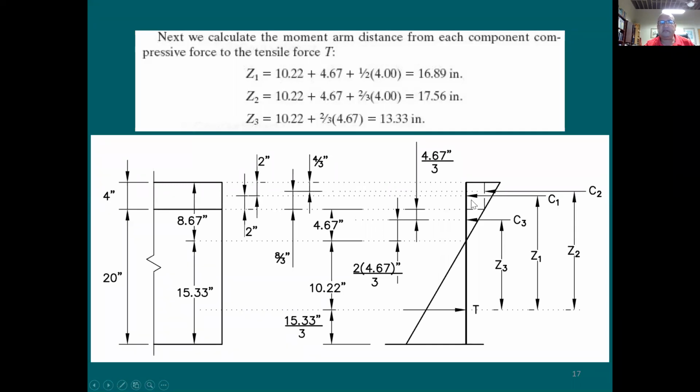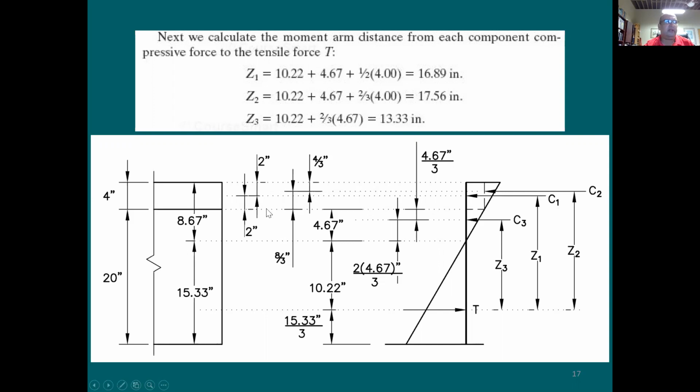And for the 3 small forces, I said, well, where is the point of application? For example, C1 is going to be right at the mid-height of this rectangle. That mid-height means that you're going to have 2 inches above, 2 inches below this point of application. For C2, it's going to be at 1/3 of this triangular height from the top. As you see here, this is going to be 4 inches divided by 3, which is 4/3.